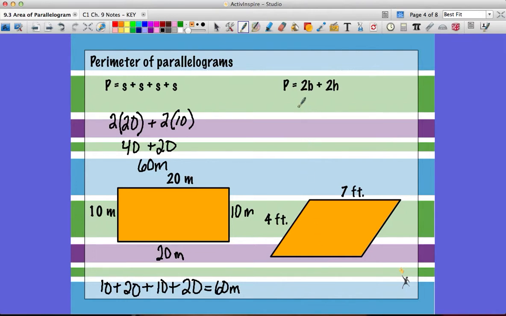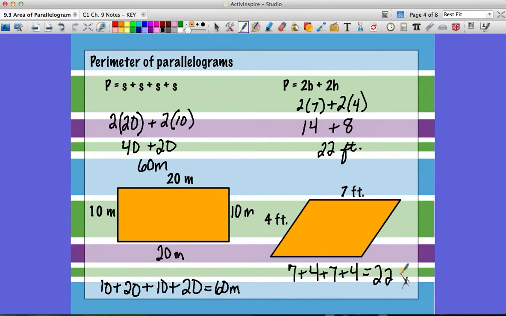All right, so if we do this the multiplication way, we would take 2 times 7 plus 2 times 4, which gives us 14 plus 8, which gives us 22 feet. If you did this using addition, you would do 7 plus 4 plus 7 plus 4. 7 plus 4 is 11, plus 7 is 18, plus 4 is 22 feet. So either way you do it, you get the same answer.